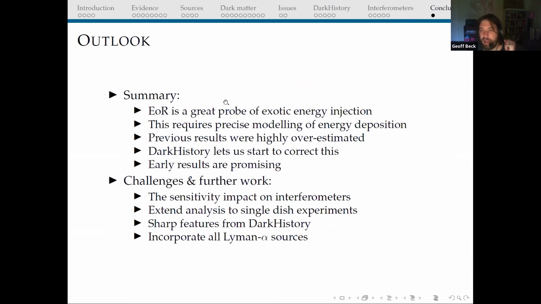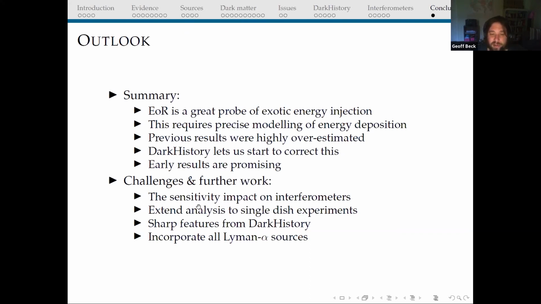So I'll just leave my summary and outlook. I'll just mention the challenges here, that the main challenges are to extend this analysis to single dish experiments at the moment, because we just focus on interferometers. And obviously the single dish is a bit less controversial. The sensitivity impact is going to be an issue on the interferometers.